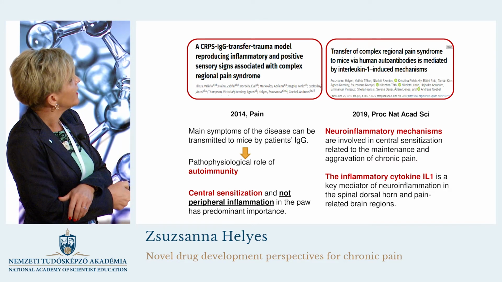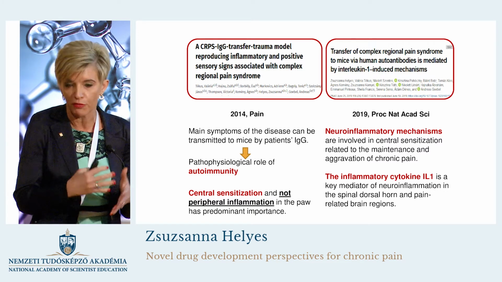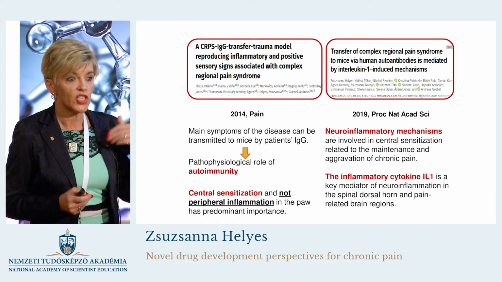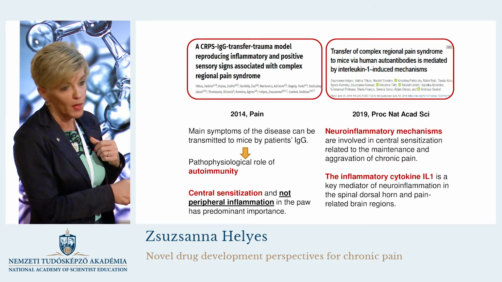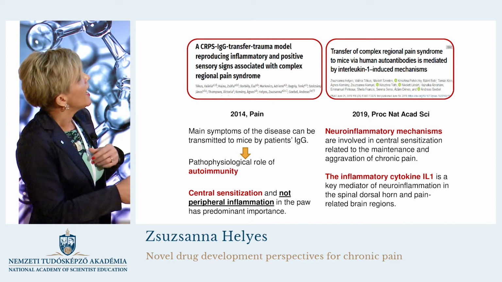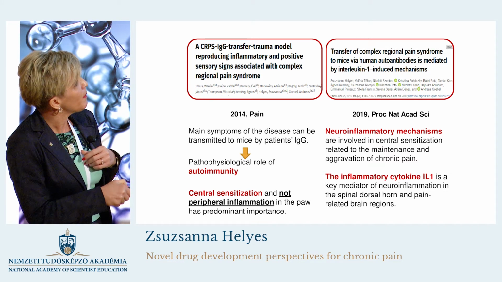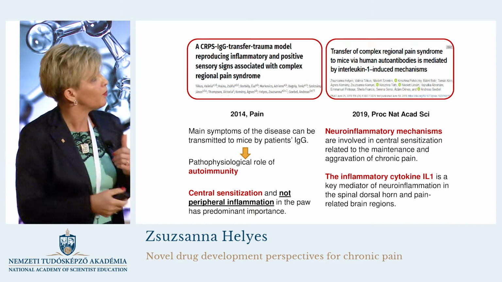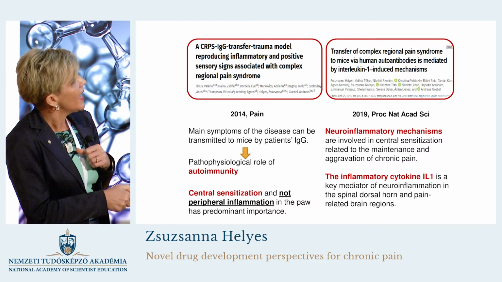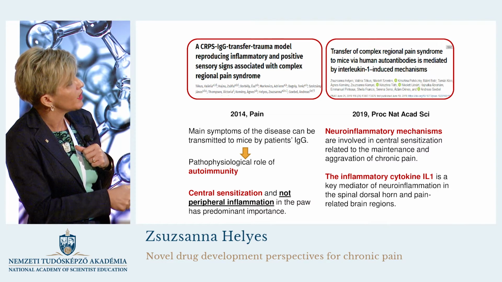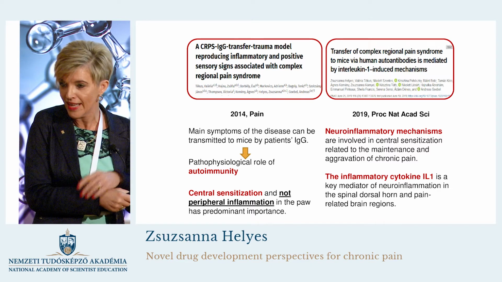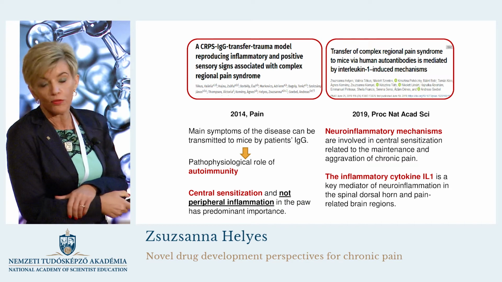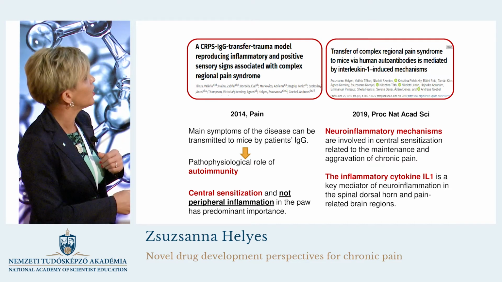And we also proved in this model that it has nothing to do with the peripheral inflammation. All the inflammatory parameters are unchanged, but there is a change in the central nervous system, and there is a neuroinflammation in the central nervous system. And also we proved that these neuroinflammatory mechanisms are related to the central sensitization to pain at the level of the spinal cord and the brain. And there is a key mediator, an inflammatory cytokine you might have heard of. It's a very well-known cytokine called interleukin-1, IL-1. And this is involved in the central nervous system in the pathophysiological process.